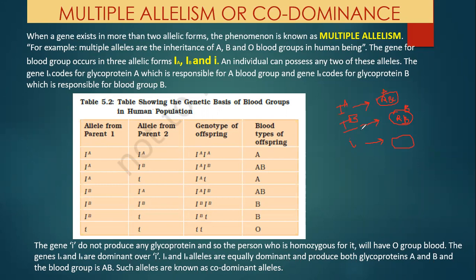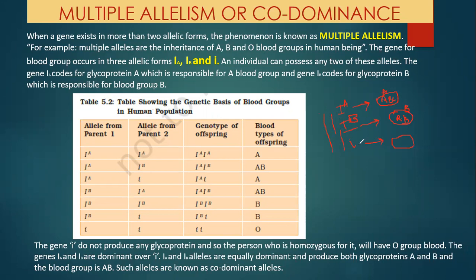Since we are a diploid organism, out of these three alleles existing in the human population, each individual can possess only two. Either it can possess these two, or it can possess these two, or it can possess IA and a small i, like this. So our offspring can inherit only two of these alleles.